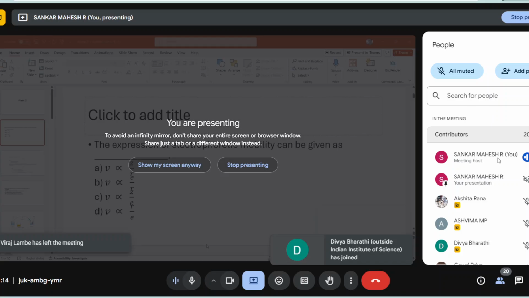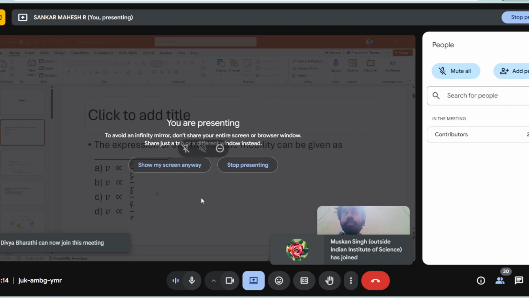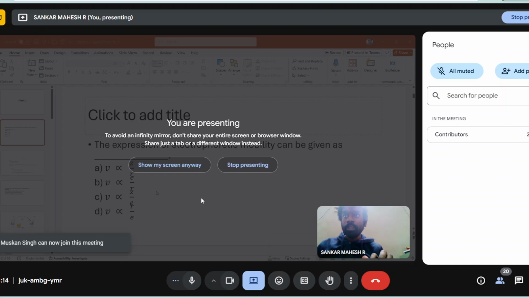and four different options are given. V is directly proportional to Z by R, V is directly proportional to E by R, V is directly proportional to Z by E, V is directly proportional to R by E. So whoever knows the answer can first explain what electrophoretic mobility is, and then we can look at the different options. So you can think for a couple of minutes and then start raising your hands.